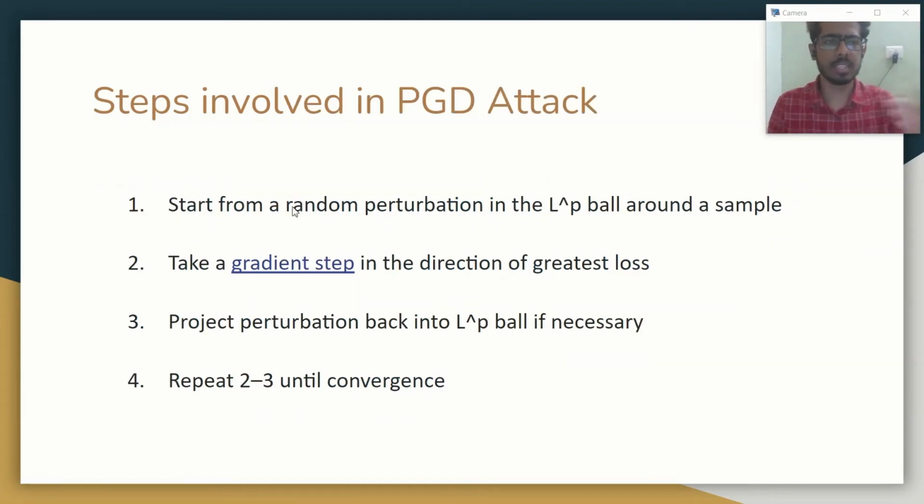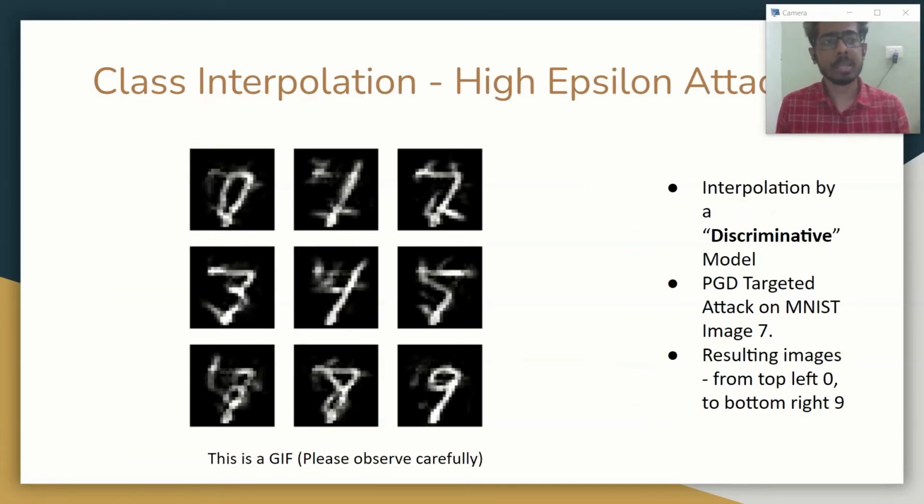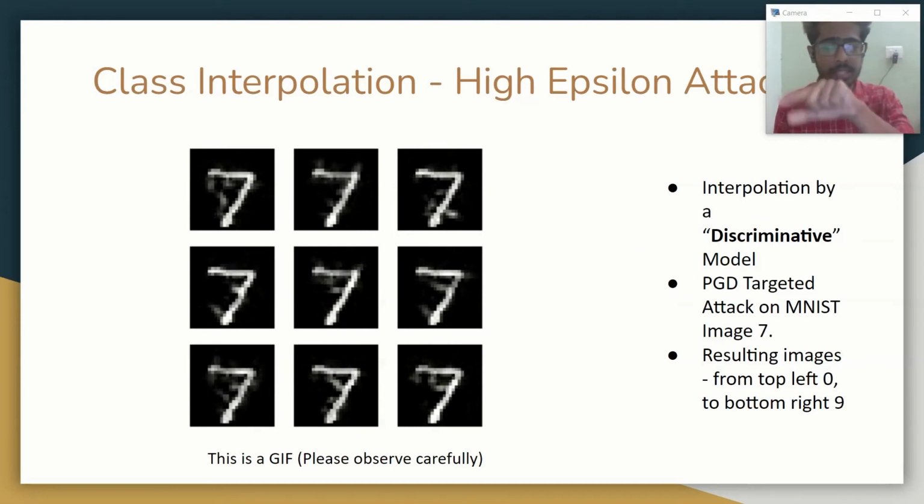So this is the pseudocode. You can start with a random perturbation in one direction within the Lp ball, and then you take a gradient step within the Lp ball itself towards the higher loss, and then you keep on going until you get the highest loss within the ball. So that is what we discussed initially. Again, the importance of the ball is being shown in this particular GIF.